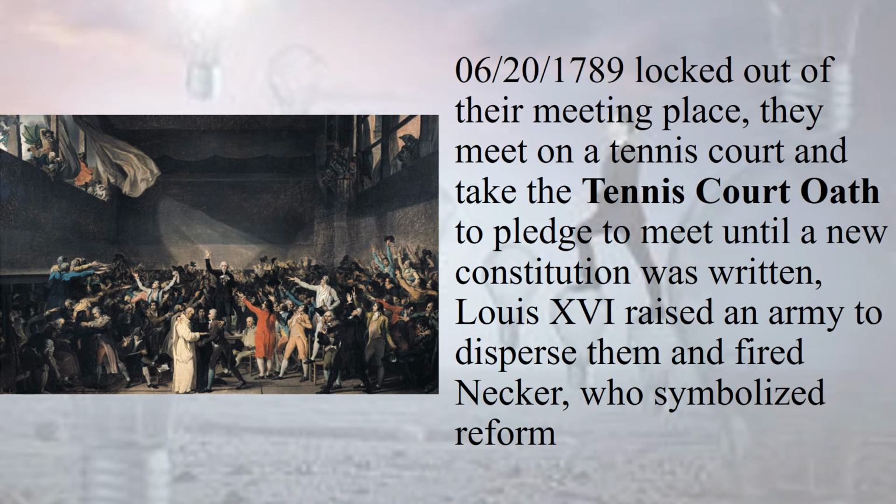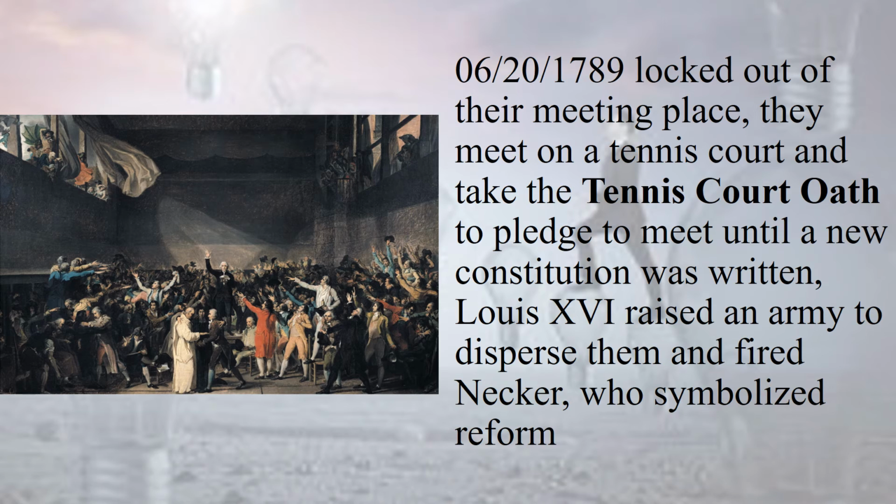On June 20th, 1789, the new assembly goes to meet, and they find that they're locked out. And so they go and they meet in a local tennis court, and they take the tennis court oath. I don't know why I slurred that. And they promised to meet until a new constitution was written.